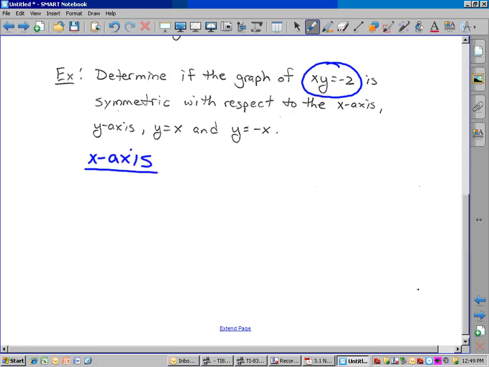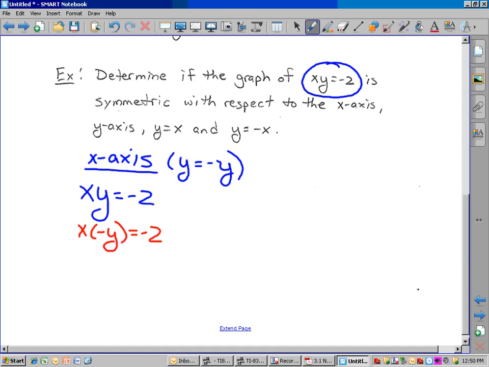Now what are we supposed to replace with what? I'm going to put a little side note here. y becomes -y. So here's my original. I'm now going to replace y with -y. That's my new equation now. It's not a function. Clean it up. I get -xy equals -2.